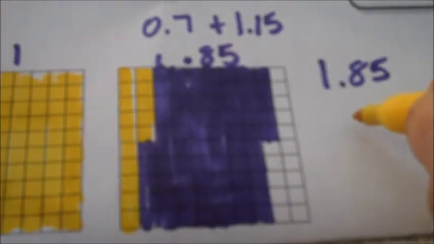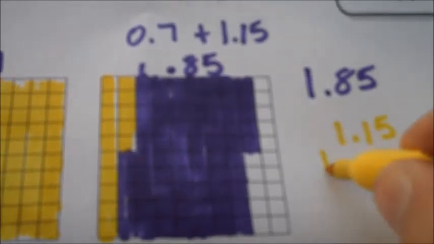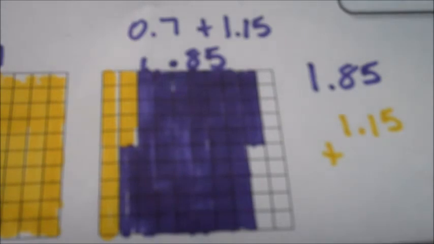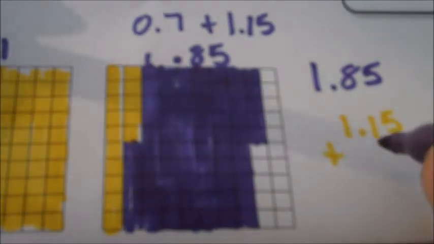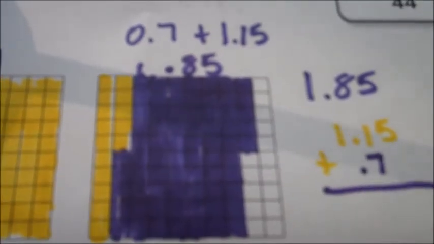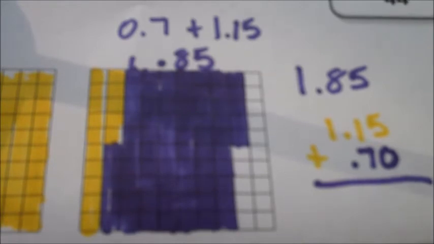When we're doing this problem without models, the important thing to remember is that we need to line up the decimals. And what that looks like is we're going to take 1.15 plus 0.7. So if you notice, my values stayed lined up. If I wanted to, I could put the 0 in here to show that it's 70 hundredths or 7 tenths is the same thing.